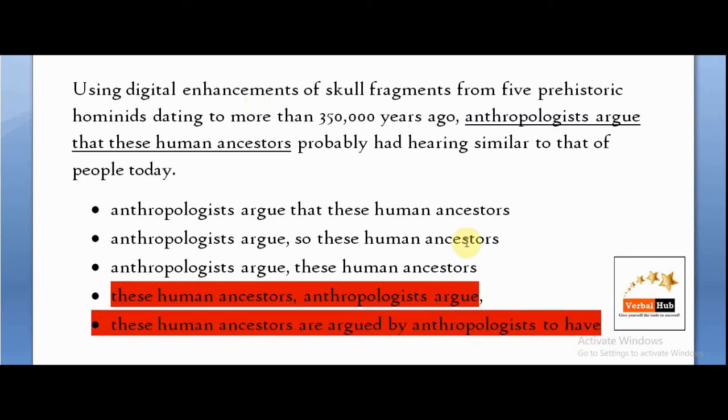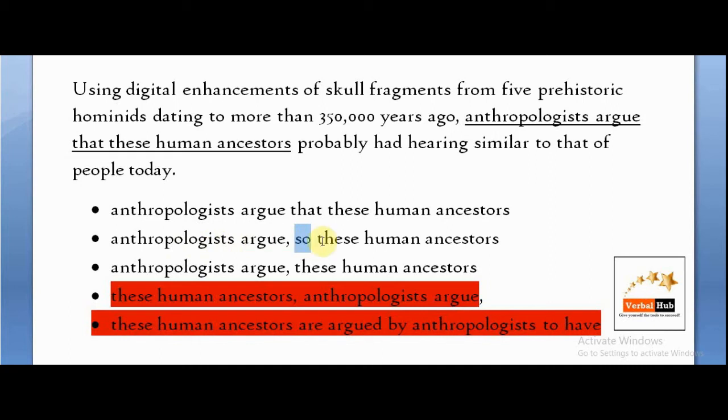And this is a tip for sentence correction. Now we are left with three options. Now check what the differences are. Alright. Now let us move ahead. Option A says anthropologists argue that these human ancestors. Okay. Option B says anthropologists argue so these human ancestors, and this is different. It's been what? Argue because that is why these human ancestors probably had hearing similar to.